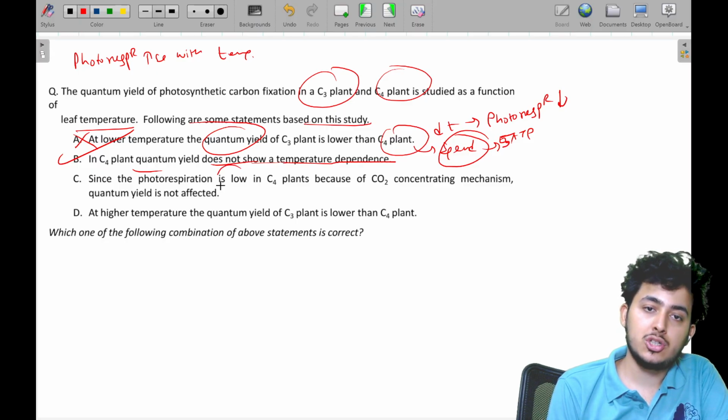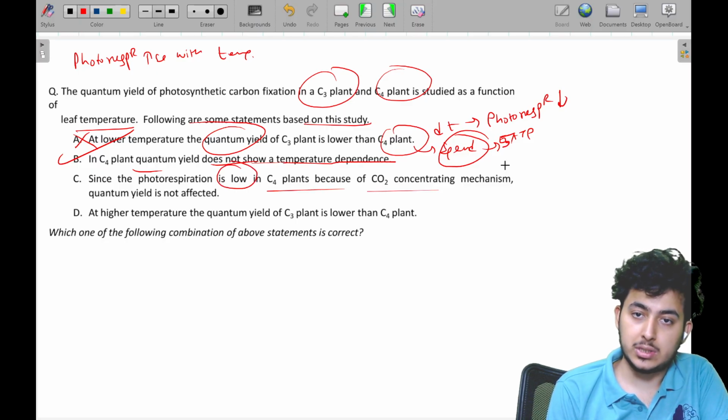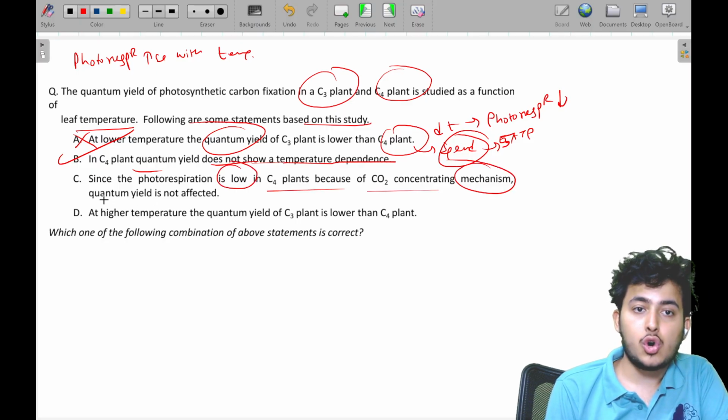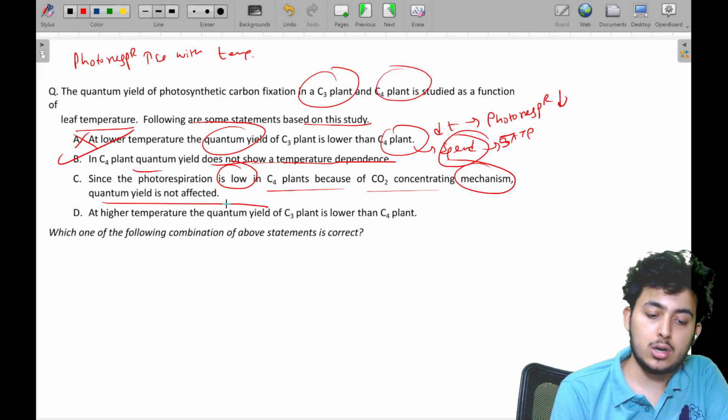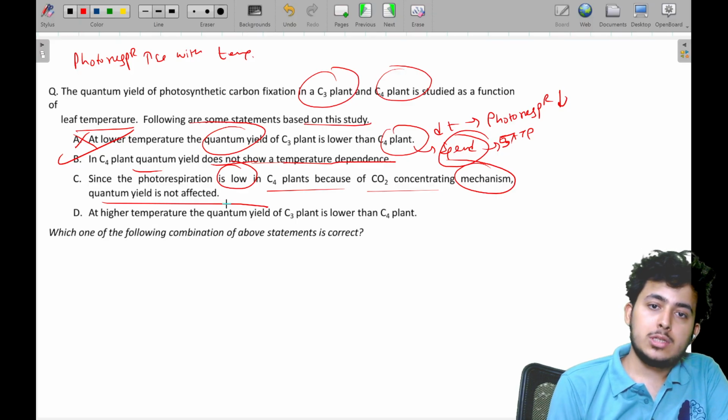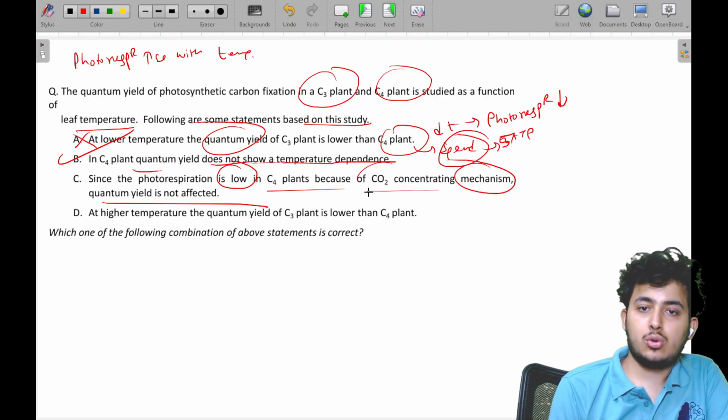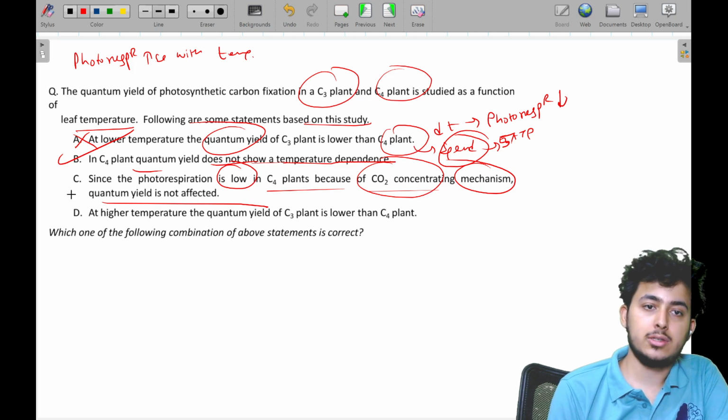Since the photorespiration is low in C4 plants because of the CO2 concentrating mechanism, quantum yield is not affected. That is correct because photorespiration is low and CO2 concentration is high due to the Kranz anatomy and everything. So basically, quantum yield is not affected.